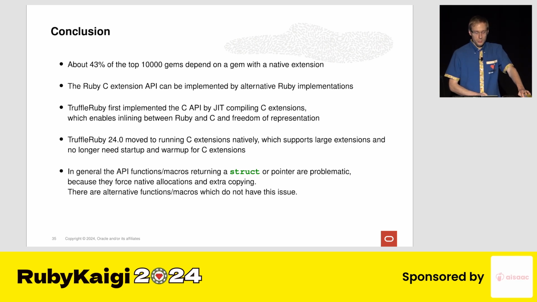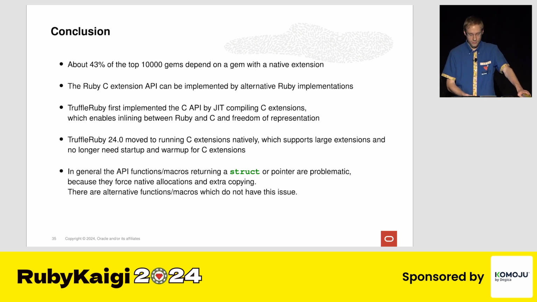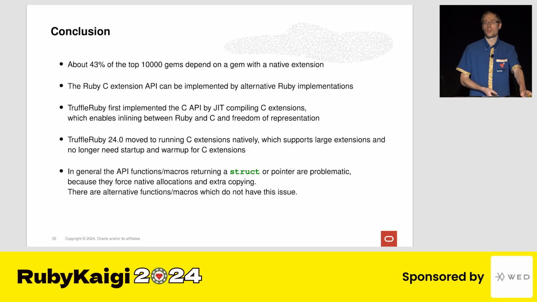So in conclusion, we saw that about 43% of the top 10,000 gems depend on a gem with a native extension, so it's quite important for compatibility to support native extensions. And the Ruby C extension API is actually not so bad and can be implemented by an alternative Ruby implementation. TruffleRuby first implemented it by JIT compiling C extensions, which has various advantages, and then moved to running them natively, which has different advantages. In general, in the C API, the problems are always structs or pointers, because these leak the actual representation of things. If we have a function or macro, we have much more freedom, and we can represent things differently in a more efficient manner, and can evolve the representation of things.